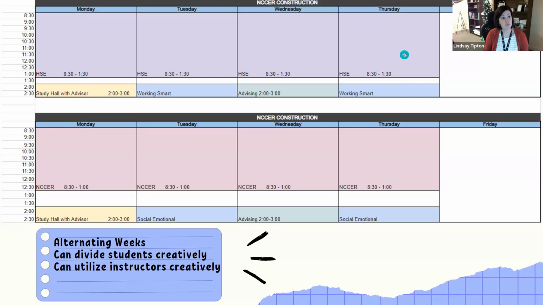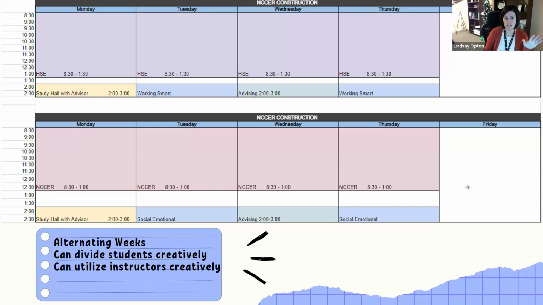You could also make this work well to divide the students. That gets tricky. I was going to say if you had 2 of the same class running, like say you had enough students to have 2 NCCER Core construction classes, you could then divide the students based on who was at the higher level for their ABE classes and who was at a lower level and needed more support, so that those classes were a little more balanced. So it just gives you a few different ways to be flexible.